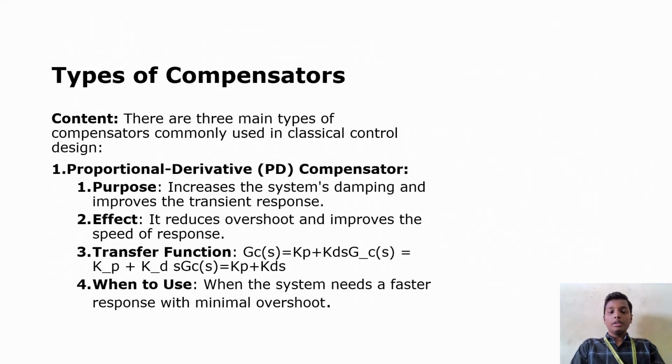Transfer function: Gc(s) = Kp + Kd s. When to use? When the system needs a faster response with minimal overshoot.